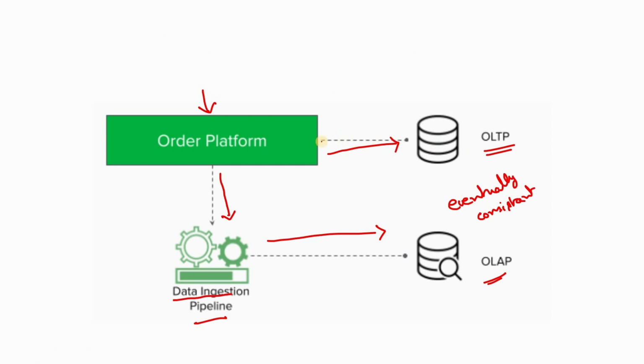Because in the OLTP system, the events will be reaching ASAP, but using the data ingestion pipeline, it will take some time for those events to be available in the OLAP system. Okay, but eventually it will be available within a few seconds or few minutes delay. So I hope you can easily understand this system is eventually consistent.